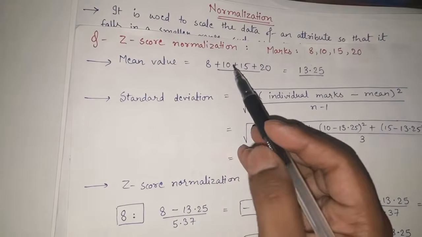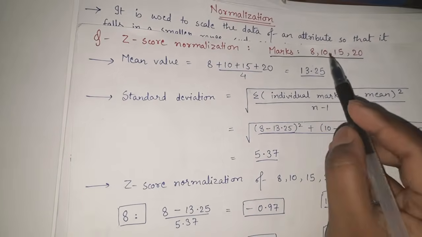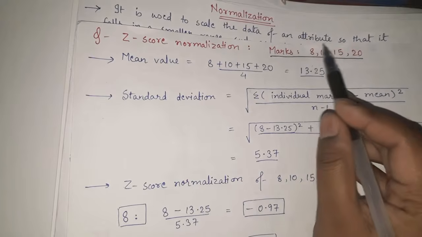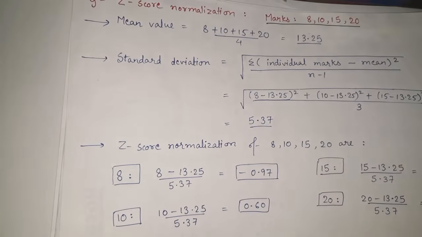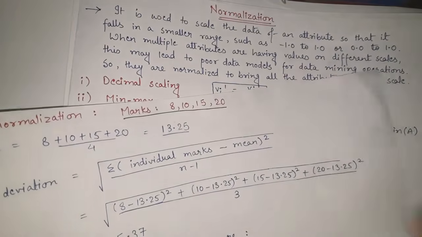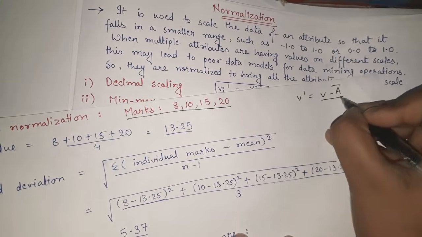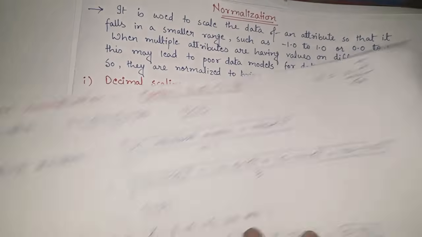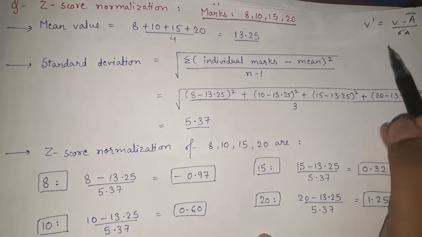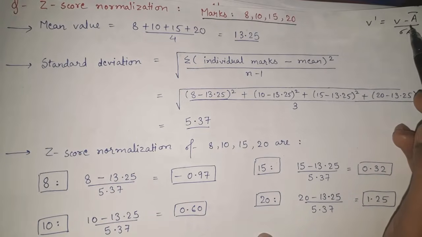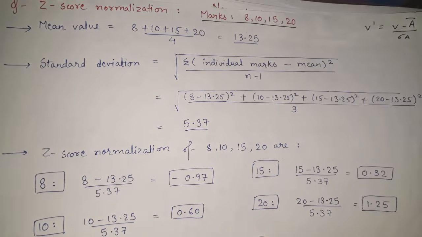For z-score normalization, now we are going to see, for example, the data given to you is 4 marks, that is 8, 10, 15, 20. This is the data of 4 marks that is given, and you need to apply z-score normalization to this data. So the formula was, let me write the formula here. V dash is equal to V minus mean of A divided by standard deviation of A. This is the formula we know, right? We have to apply this formula. V value we are already having, but what we need to find out is the mean value and standard deviation value.